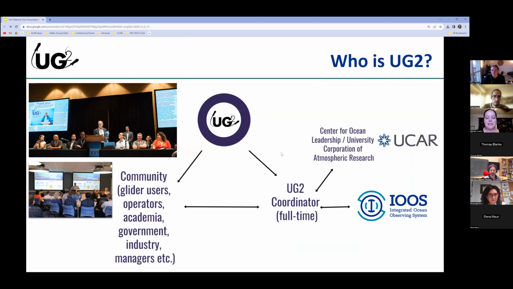So it brings me really nicely to my next question that I get asked a lot, which is, well, who is UG2? So first and foremost, it really is made up of that community. That community of glider users, operators, academics, tech specialists, managers, industry representatives, that community really is the foundation of UG2. I am the only full-time UG2 staff member to date. I am the coordinator, and really I'm just here to help guide and move things forward and really serve that community in the best way I can.